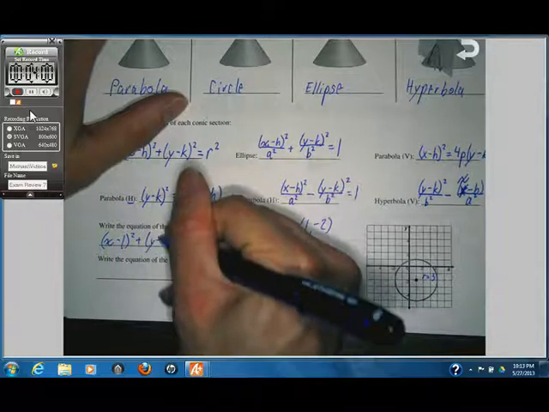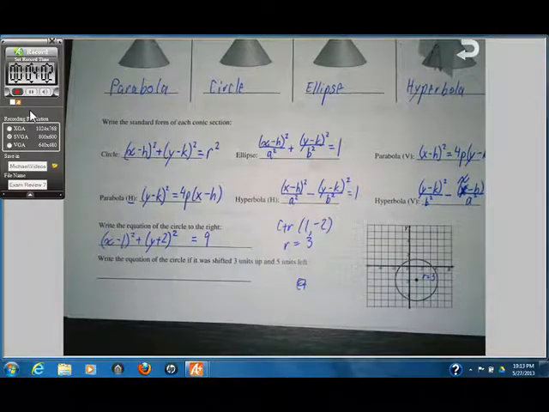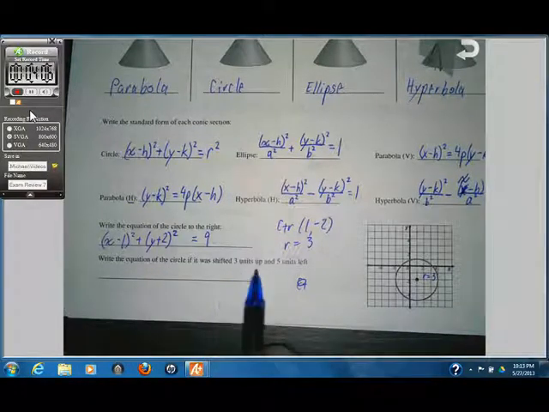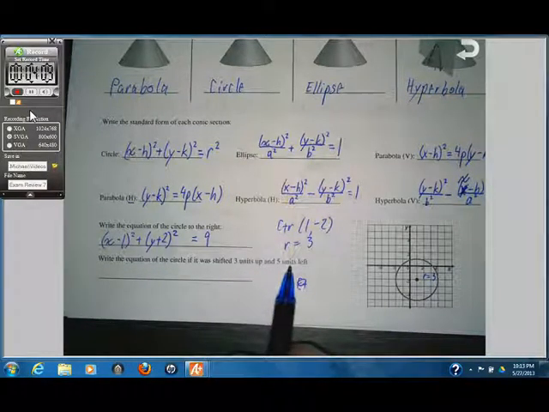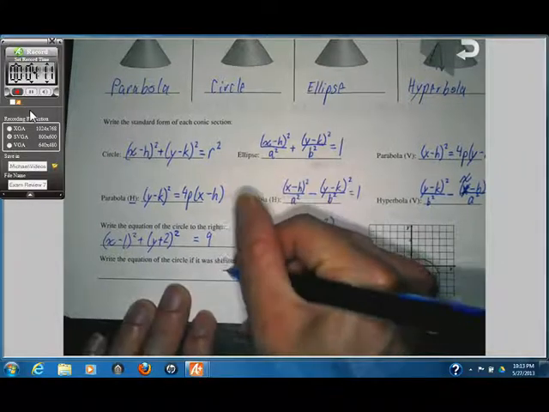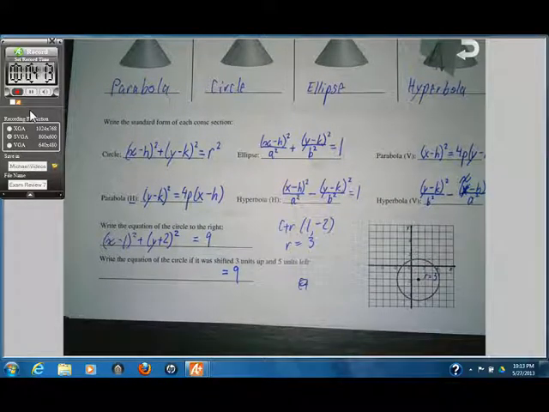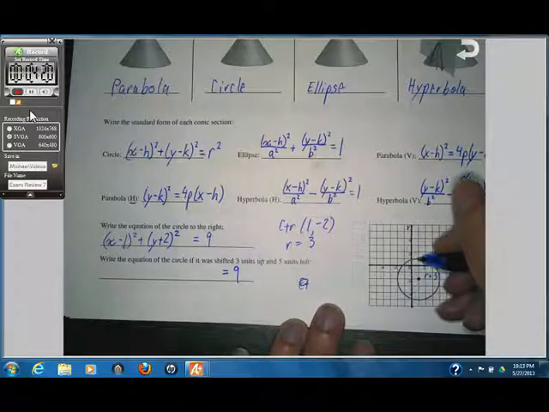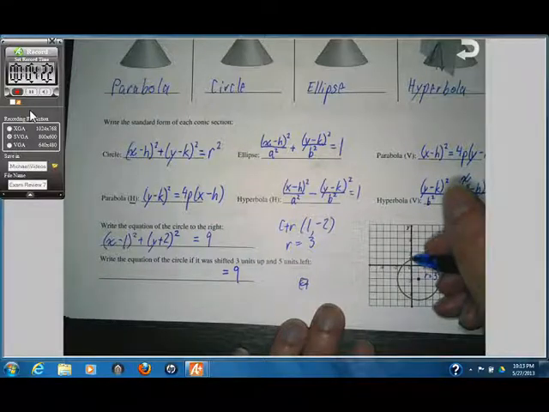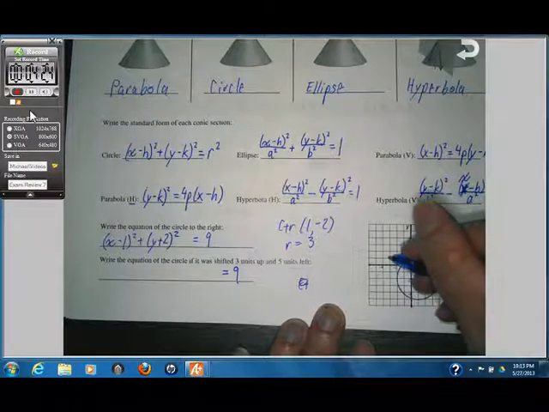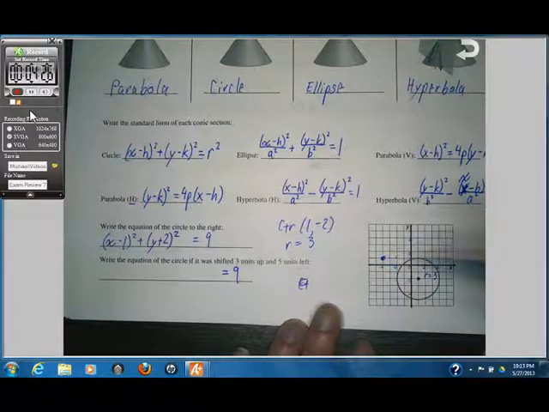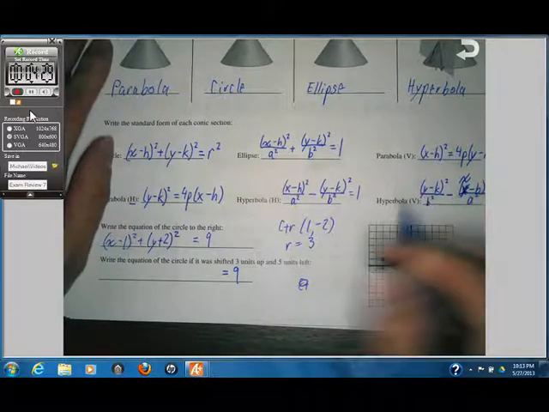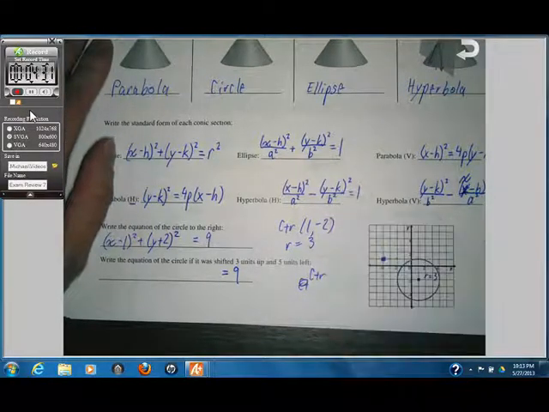Now write the equation of the circle if it was shifted 3 units up and 5 units to the left. In this case, we know it's still going to be equal to 9 because we didn't change the radius. From our center point, we're going to shift it up 1, 2, 3, and then 5 units to the left, 1, 2, 3, 4, 5. And so our new center is going to be negative 4, 1. The radius is still 3, so it's still equal to 9.